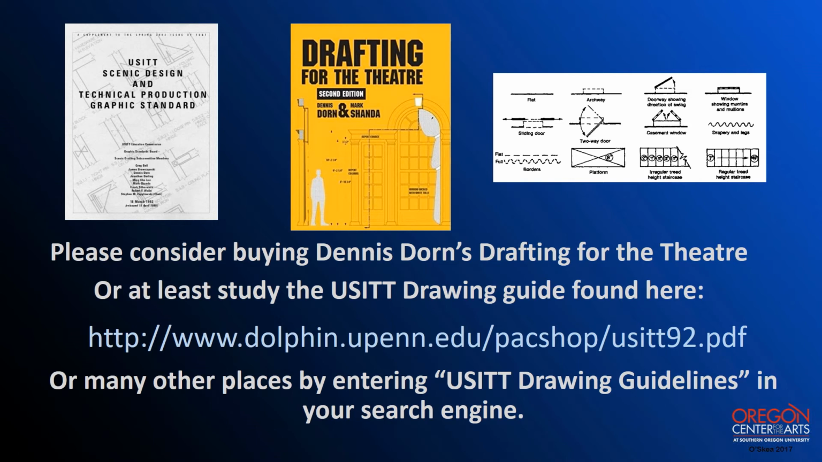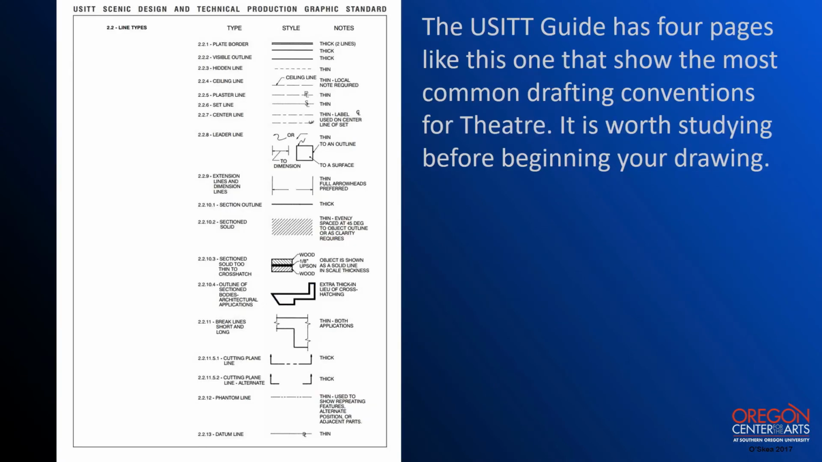This is just one of many links. I just found that link by entering USITT drawing guidelines in Google. And the nice thing about that is there are 4 pages in there that are just like this one. This is one of those 4 pages that just breaks down all of the different types of lines and the different symbols that we use. There's really not that many symbols that we use in theater, and there are 4 pages like this, and you can just look down those 4 pages and get the answer to a lot of the questions that you have.